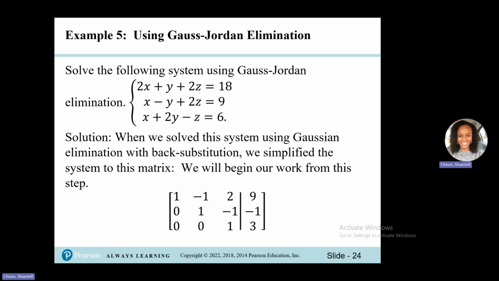So that means once we put the system in the augmented matrix, then we actually simplify it down using row operations, and it gives us this. When we solve this system using Gaussian elimination with back substitution, we simplified the system to this matrix, and then we'll begin to work from this step.